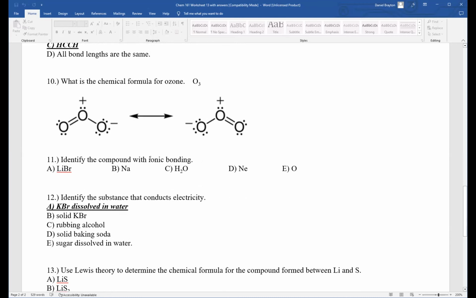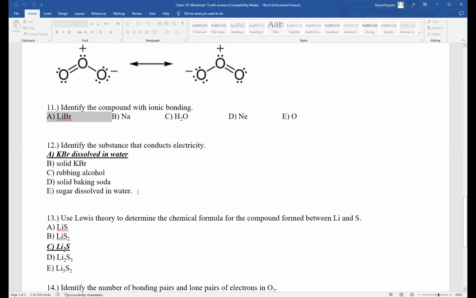11, ionic means a metal and a non-metal. So all of these are non-metals, and then B is a metal just on its own. So A is the only one that's a metal and a non-metal. That was pretty easy.